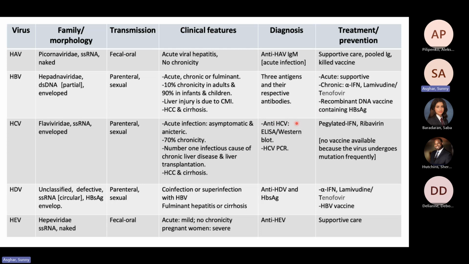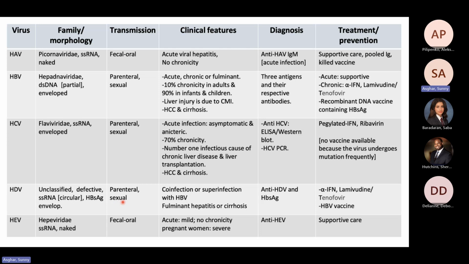So for diagnosis we're going to do the Western blot, right? We're going to do a PCR, and then we're going to be using basically a pegylated IFN and then ribavirin, which are basically our antivirals. But there is no vaccine because it mutates. It's kind of like the common cold, where we have to get different vaccines every year because it changes. Because this virus changes and mutates very frequently, there's no readily available vaccine to give to the person.